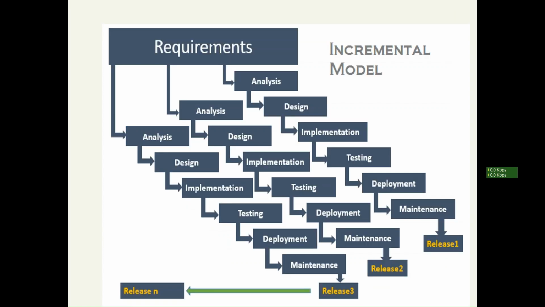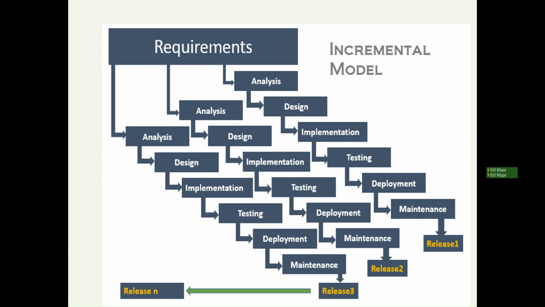Okay. Our next one is the incremental model. The word incremental means something is added in each phase. Here the requirements will be fixed, the requirements will be given. First you do analysis, design, implementation, testing, deployment and maintenance for one particular module. You show it to a customer, ask his feedback and release it. And in the next iteration or next phase, you go for the second module.